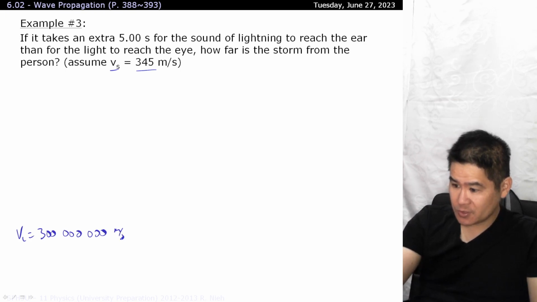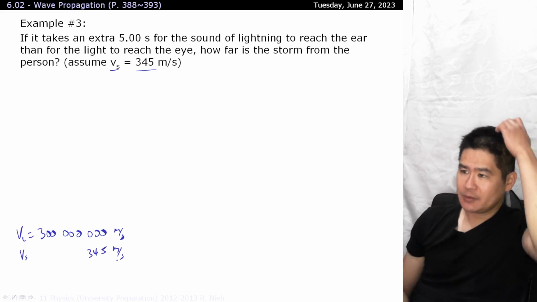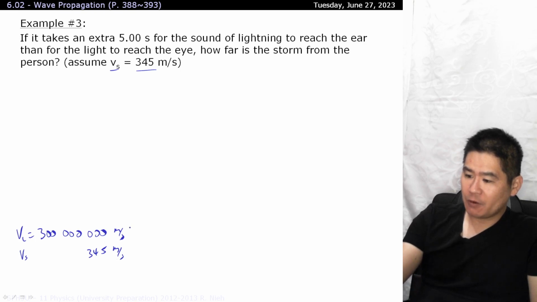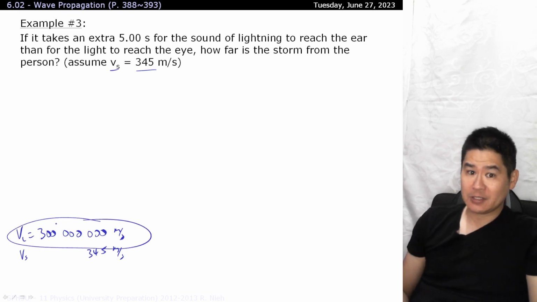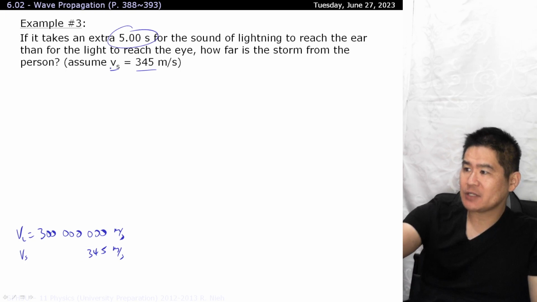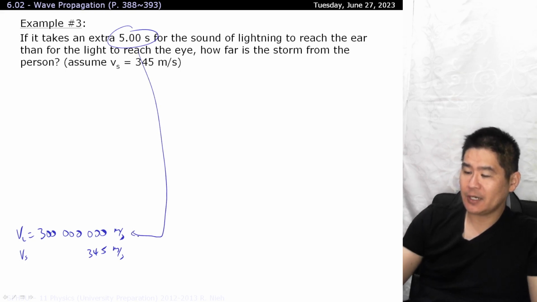Okay, the short way is by knowing that the speed of light is 300,000,000 meters per second, compared to the speed of sound at 345 meters per second. Meaning that for the time that goes by, that time will be far more significant for light, because in 1 second, light has traveled very far. Meanwhile, in 1 second, sound hasn't traveled far at all. So in other words, this 5 seconds probably has the biggest influence with regards to the light itself.